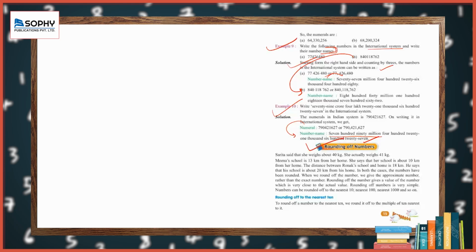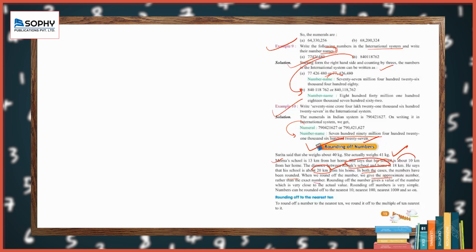Now let's look at rounding off numbers, students. Sarita said that she weighs about 40 kg. She actually weighs 41 kg. Meena's school is 13 km from her home. She says that her school is about 10 km from her home. The distance between Ronak's school and home is 18 km. He says that his school is about 20 km from his home. In both the cases, the numbers have been rounded.